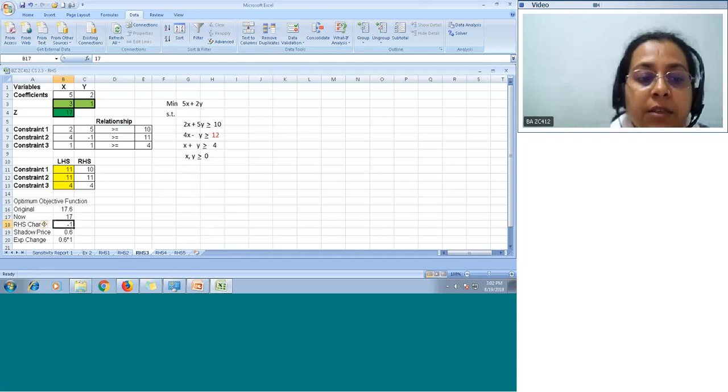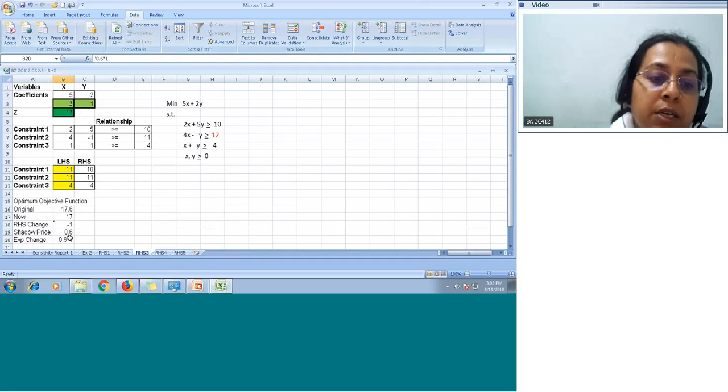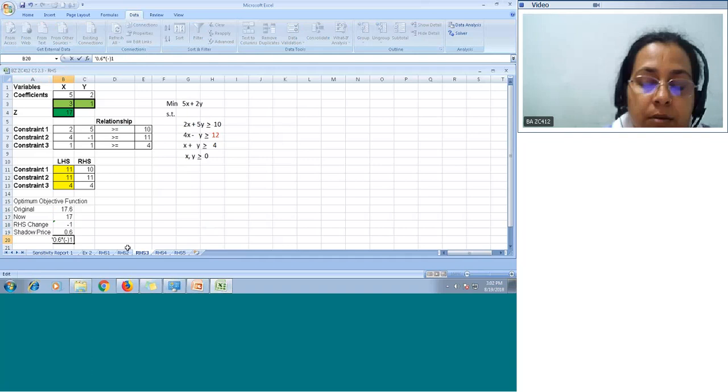No, I have decreased. The change is -6. So we have to subtract this change from this. Or you can say you can multiply it with -1.